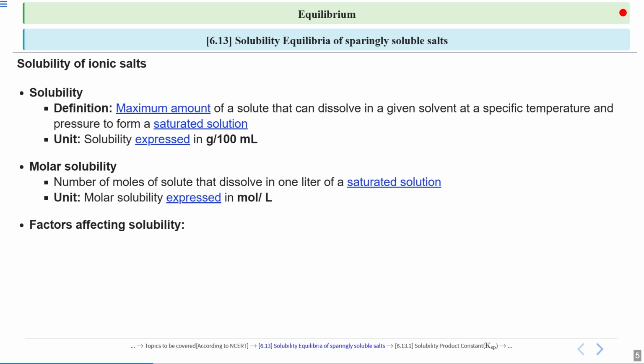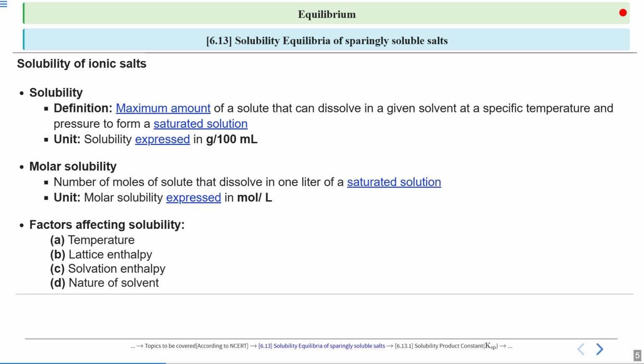Now, what are the factors that affect this solubility? We will look at those factors, and hopefully there will be a part of thermodynamics as well. But the most important part would be the common ion. You will see that. So, what are the factors? Starting from temperature, then we have lattice enthalpy, solvation enthalpy, and lastly, the nature of solvent. So we will study these 4 factors today, right? And what about the common ion? We will look at that in the next class. That is a different topic to discuss.